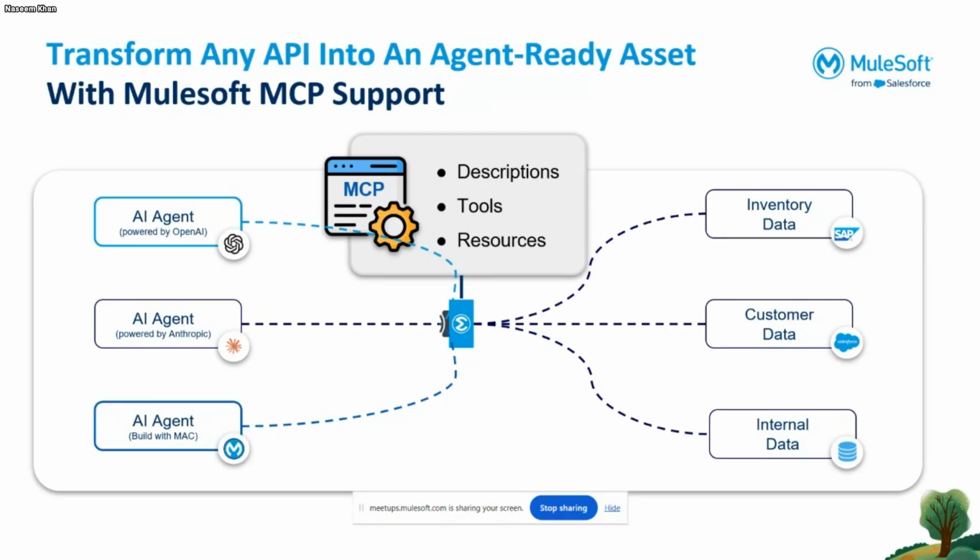So again, this is the same architecture where on the right hand side you can see the data or API which is exposed, and then in the center, it has converted those APIs into MCP servers that are ready to use by an AI agent, or we can say an MCP client.